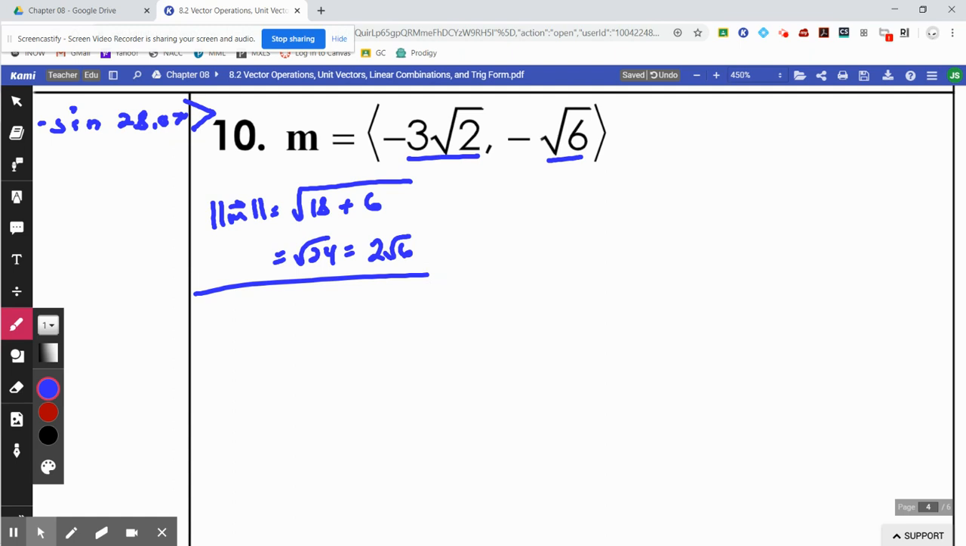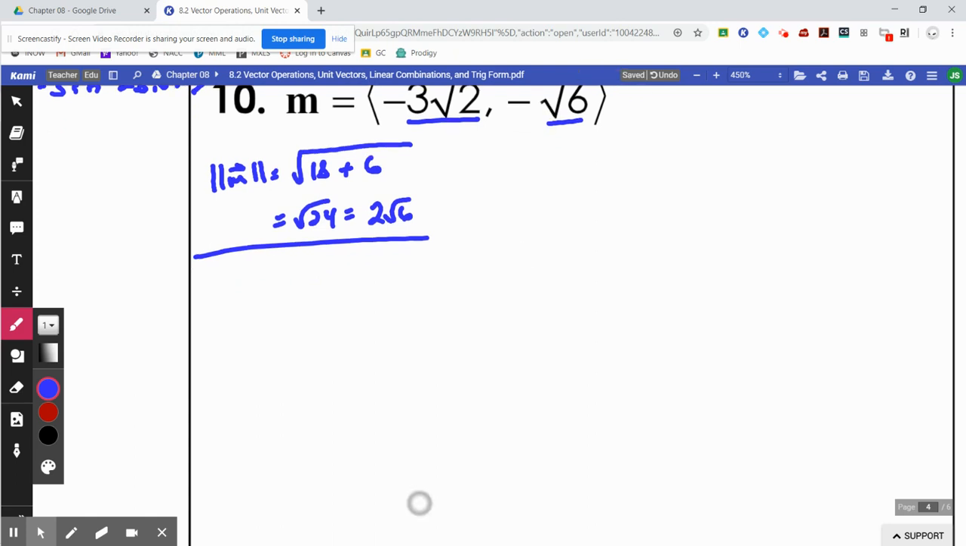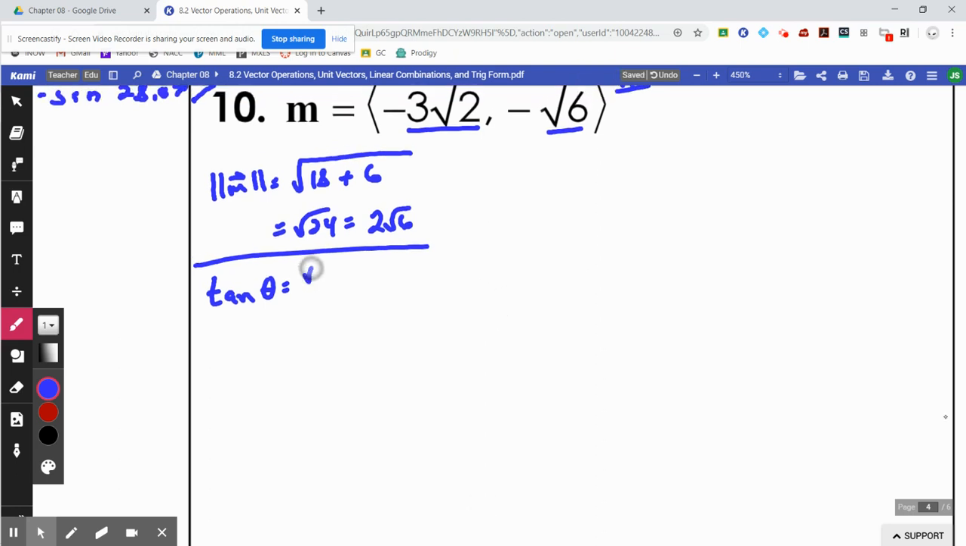Now let's find our angle. Now we got to be careful. This is a third quadrant angle. Let me put a 3 up here. So let's find our reference angle first. I know that the tangent of my reference angle will be b over a, which is the square root of 6 over 3 root 2. Let's rationalize that, or actually we can divide that. Square root of 6 divided by the square root of 2 on bottom is root 3 on top, and you're left with a 3 on bottom.